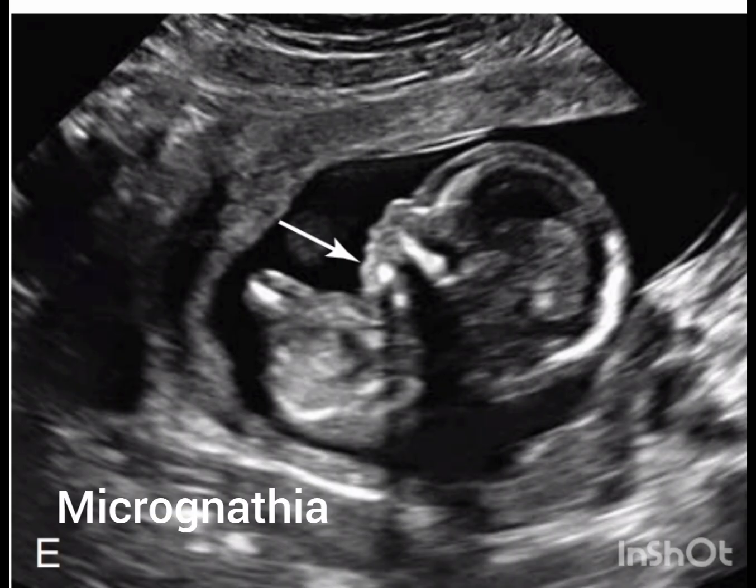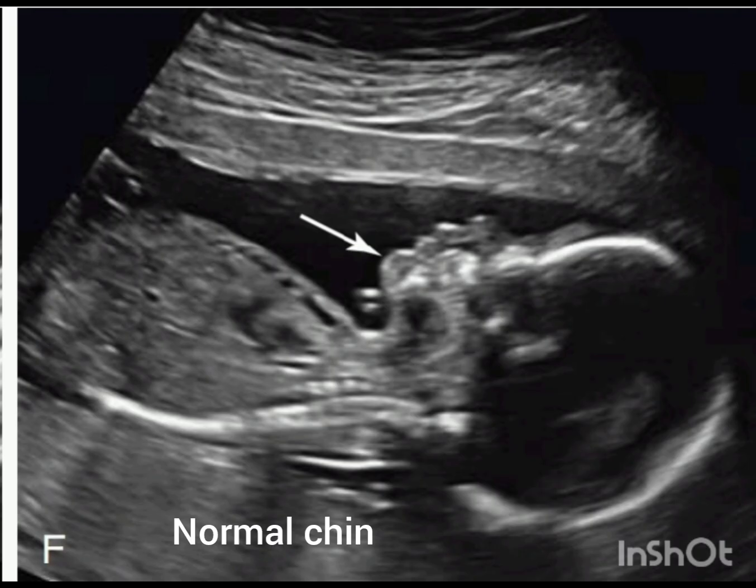Now this is the image of micrognathia, which is a small chin. Micrognathia is also associated with anomalies and syndromes. The arrow is indicating the small chin. Now this is a normal fetus with a normal chin for comparison to truly understand micrognathia.